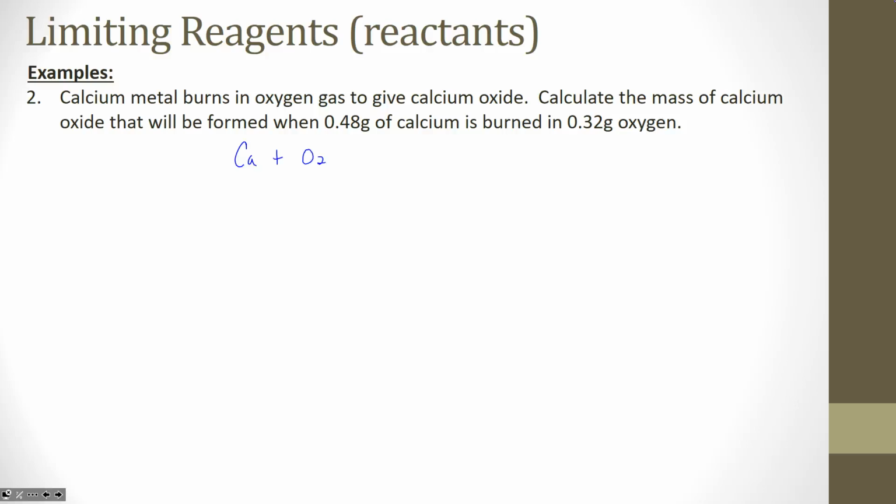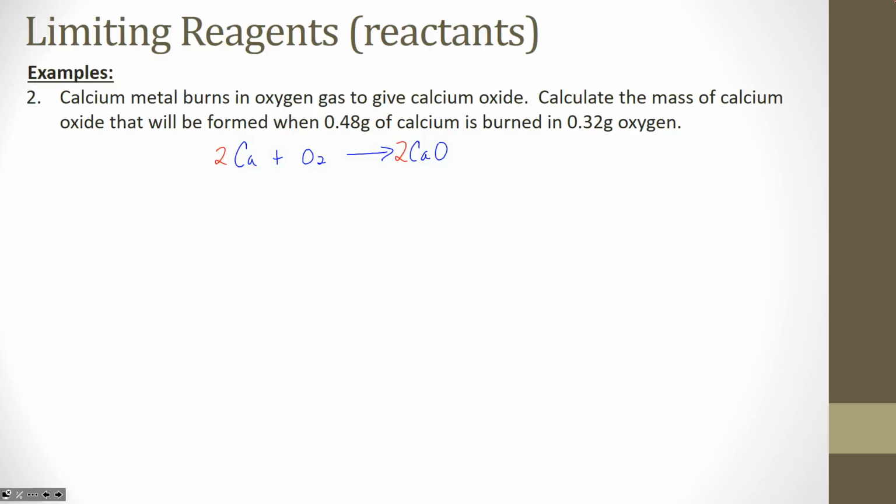Oxygen is O2, and it's making calcium oxide. Since Ca is 2+ and O is 2-, it's CaO. The reaction's not balanced. I have 2 oxygens on the reactant side, so I need a 2 there, which means now I need a 2 here. So I have my balanced reaction.